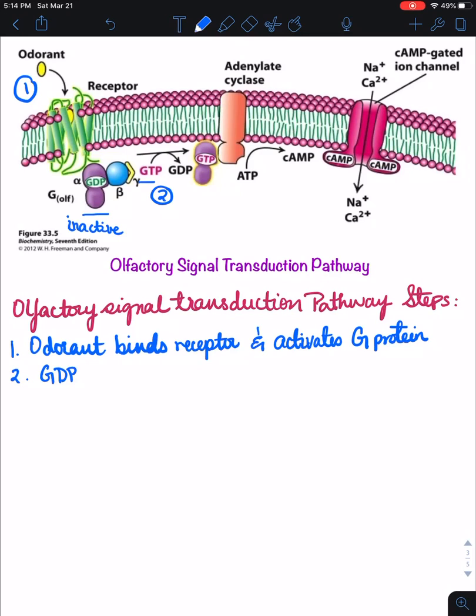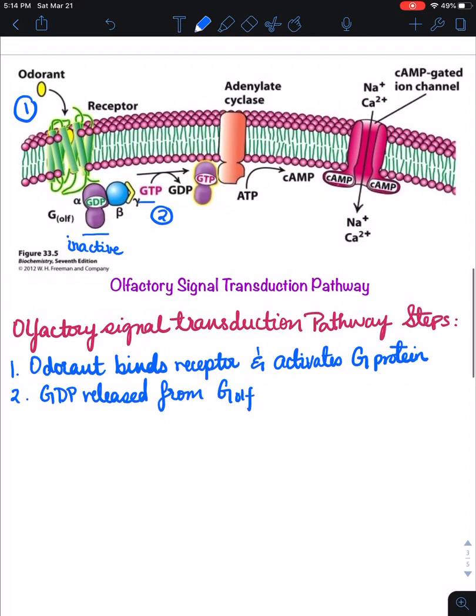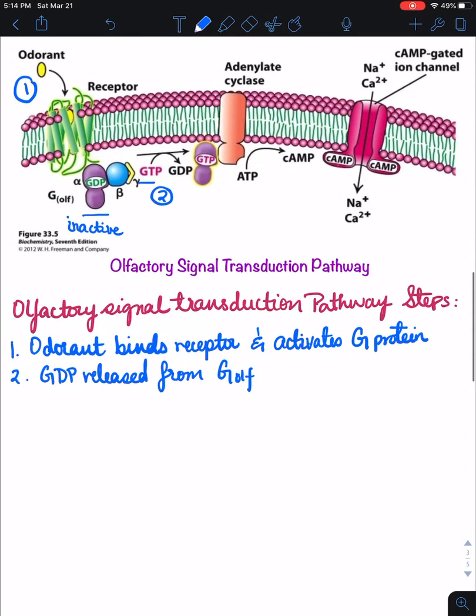So GDP released from G-olf. Remember, that's the alpha subunit specific to the GPCR in olfaction. So the GDP is released from G-olf and GTP binds the alpha subunit.